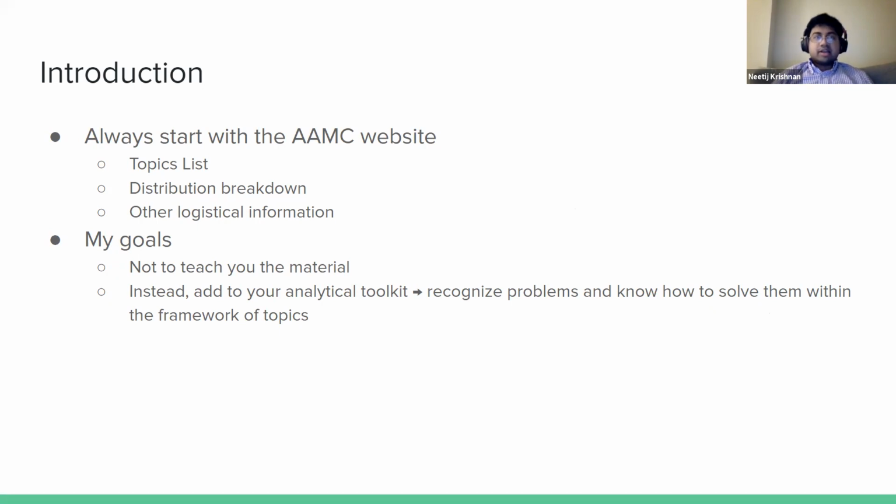And as far as content, I always say start out with the AAMC website. It's got the super exhaustive list of topics, the breakdown of topics as far as percentages and the bigger categories, and then other logistical information about how this section works.